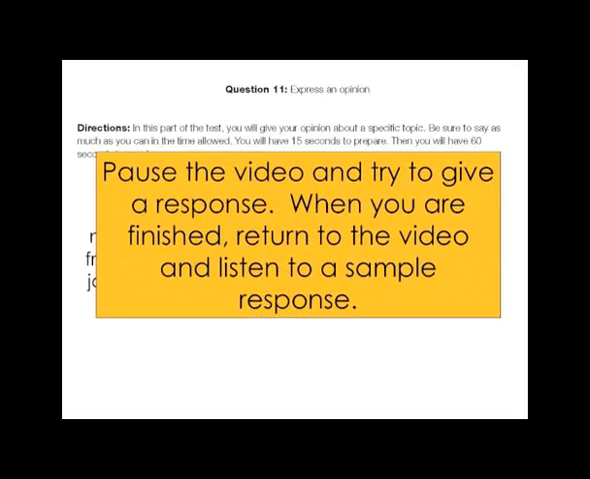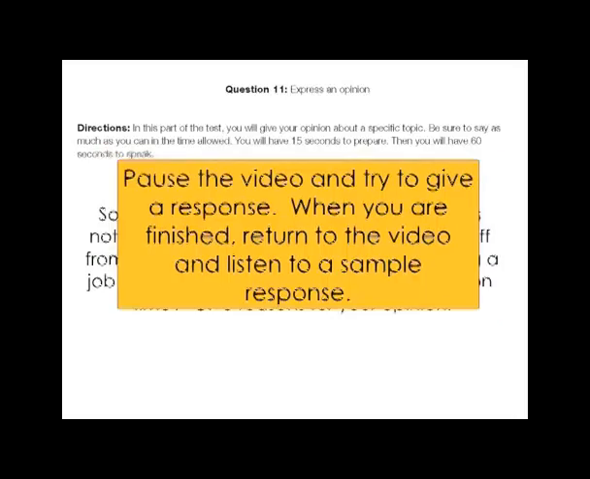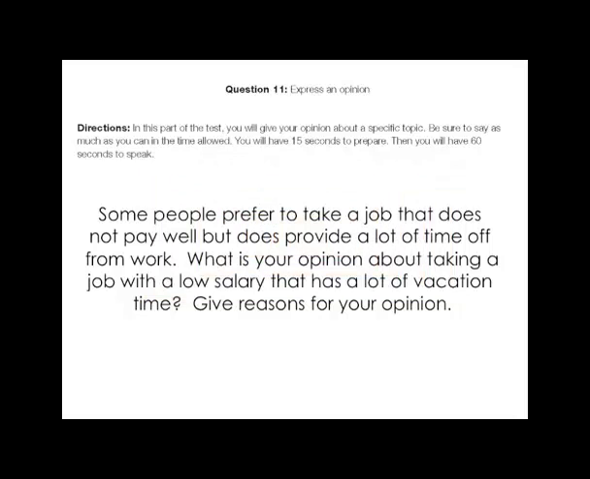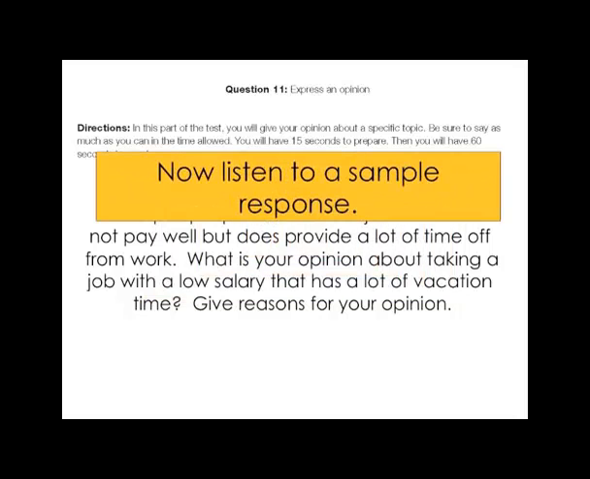So I want you to pause the video and try to give a response. When you're finished, return to the video and then listen to a sample response. Now let's listen to a sample response.